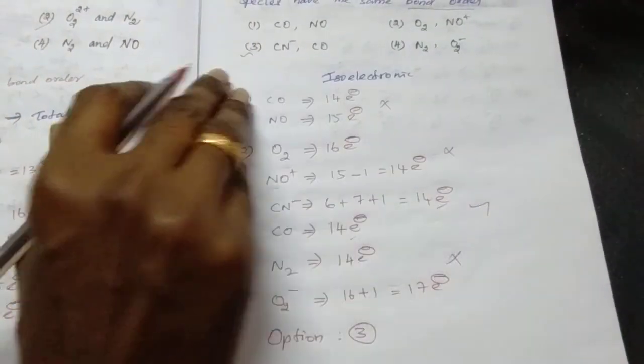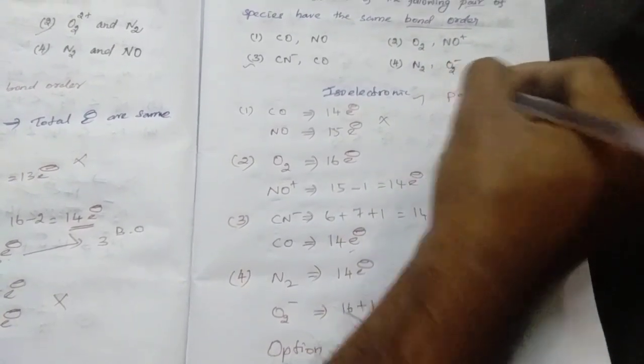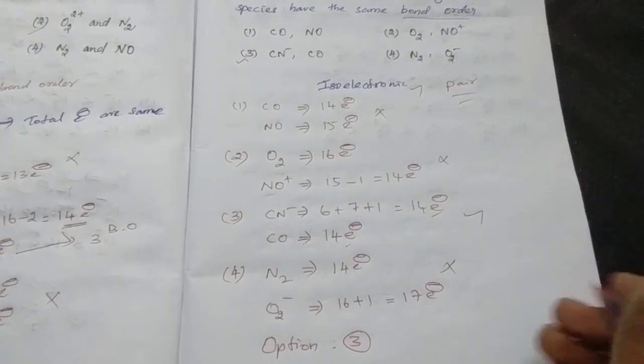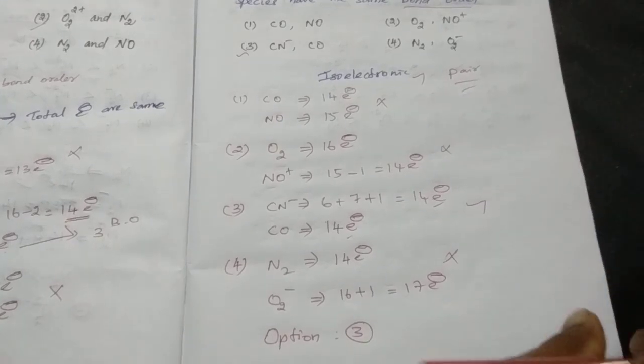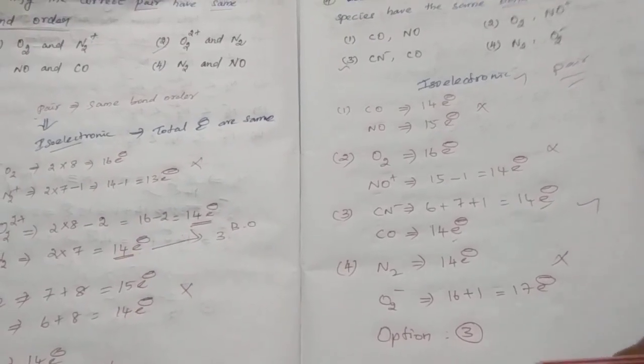So you can answer like this. If they give an isoelectronic pair, based on that we can directly answer. So there is no need to calculate the bond order. Okay, so we can check the other type.